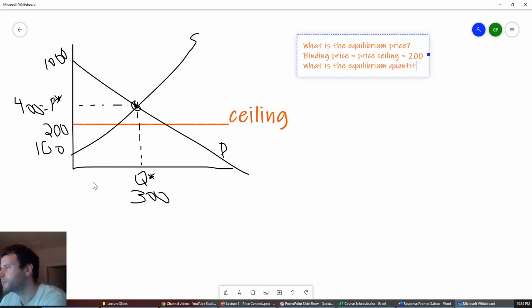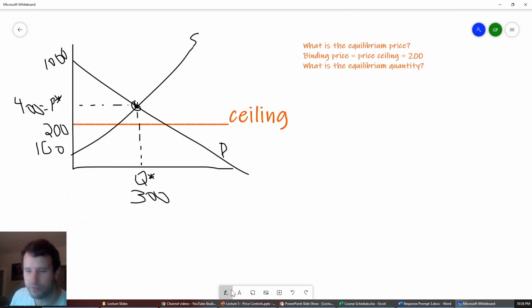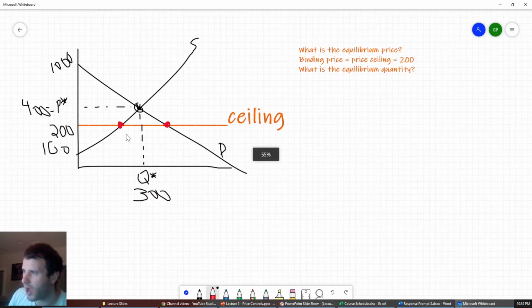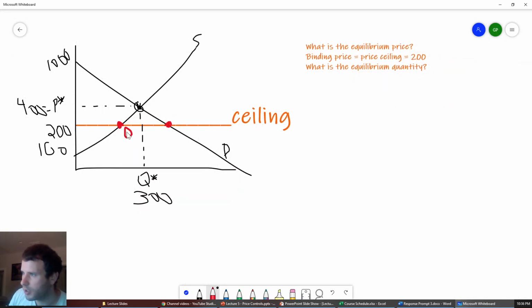quantity? Okay. So there are three quantities that I can see of importance on this graph. You have this guy over here, this guy over here, and this one that we already labeled over here. Okay. Which one is your quantity supplied? Well, that's going to be this guy on the left here. Quantity supplied. What's your quantity demanded? It's going to be the guy on the right.